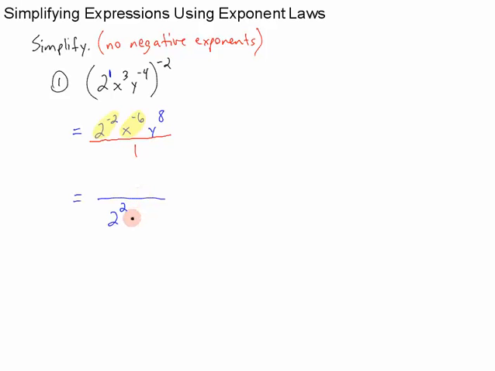Same thing with x to the negative 6 becomes x to the positive 6th on bottom, and your y to the 8th stays on top. So you end up with y to the 8th over 2 squared is 4 times x to the 6th, and that is it.